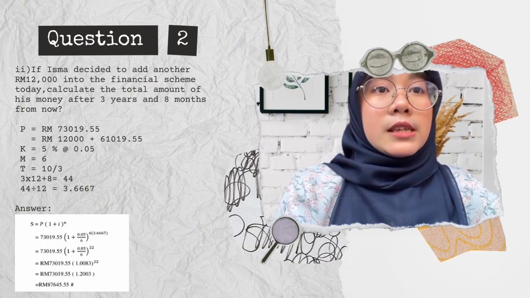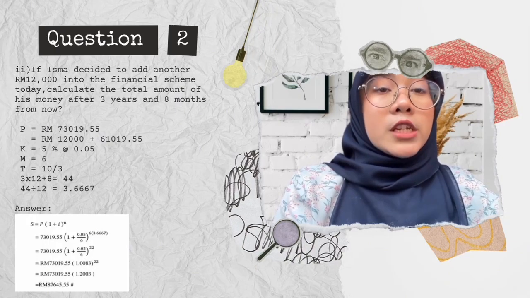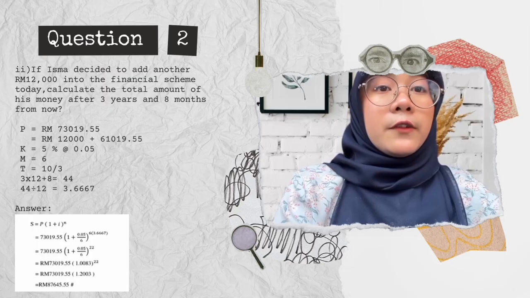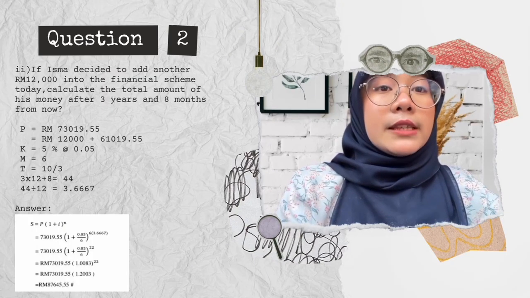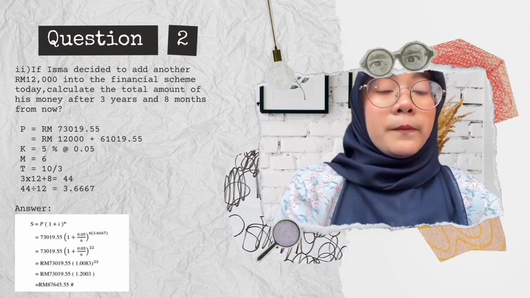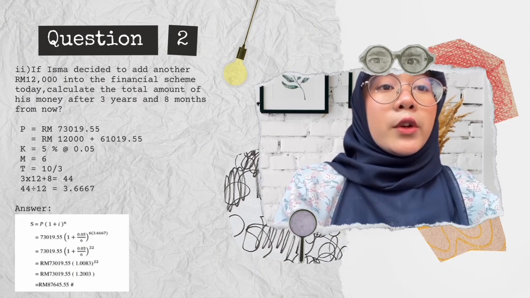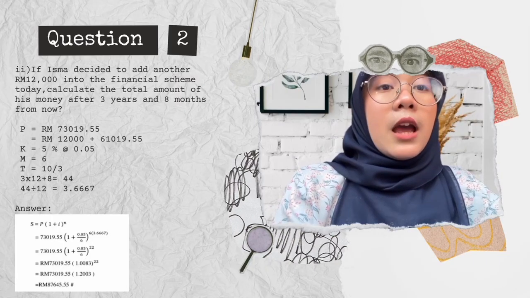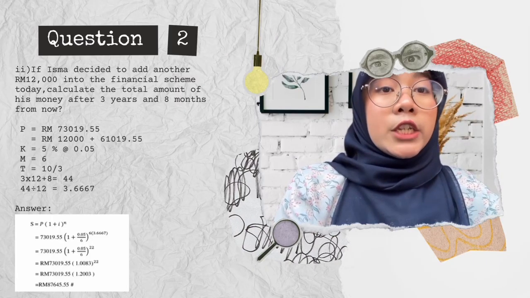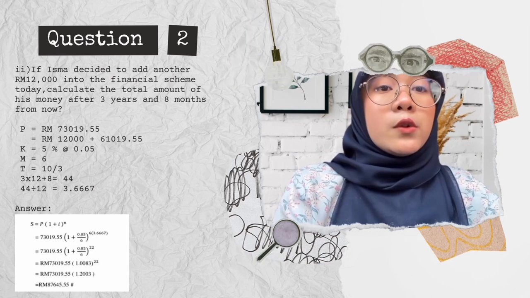Simplifying the exponent, 6 multiplied by 3.6667 equals 22. Therefore, the expression becomes 73,090 ringgit and 55 cents multiplied by open bracket 1 plus 0.05 divided by 6 close bracket raised to the power of 22. Next, 0.05 divided by 6 equals 0.0083. So, the calculation becomes 73,090 ringgit and 55 cents multiplied by 1.0083 raised to the power of 22. Evaluating the exponent gives 1.2003.